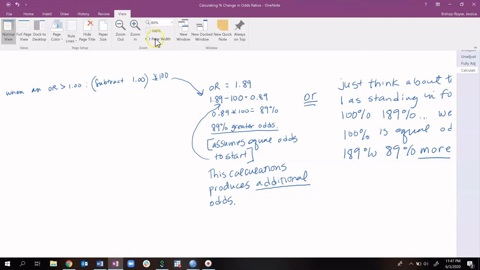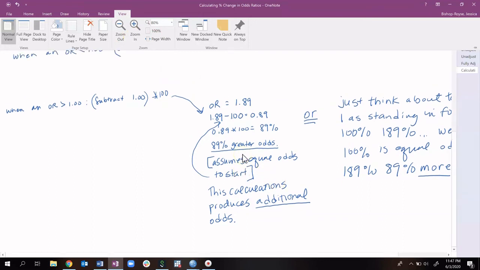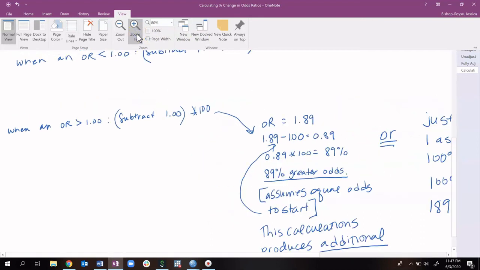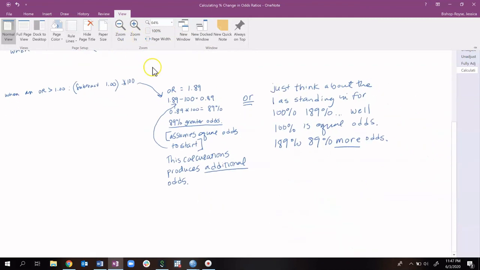Okay, I recognize that this has probably not helped you at all in understanding this. And I will say that it is very hard, and I think this is the hardest thing in logistic regression. And half the time, I get it wrong on my first try. So just keep trying, okay? So we think about the 1 in this situation as standing in for 100%. 189%.